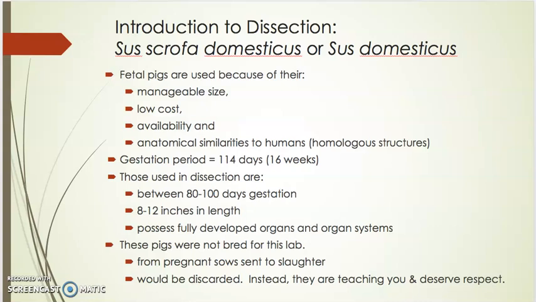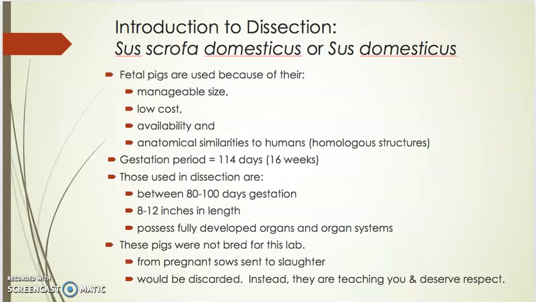The gestation period for fetal pigs is normally about 16 weeks. The ones that we are getting here are normally about 12 to 14 weeks gestation, so they're about 10 inches long. They possess a fully developed organ system, much like a human baby would be fully developed about 2 weeks before birth as well, before a full-term birth.